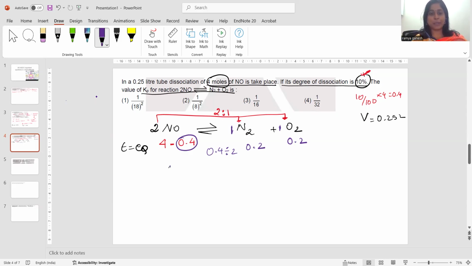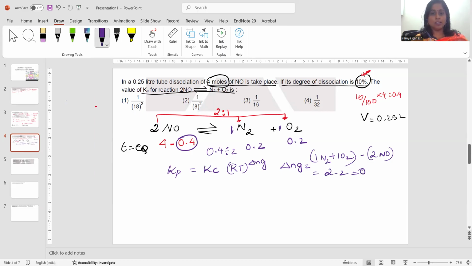So now let's write your Kp. Ma'am, what do I know about Kp? There is nothing given regarding the partial pressures and all, but we know an equation: Kp is equal to Kc (RT) power delta Ng. What is delta Ng? Number of moles of gaseous products minus the number of moles of reactants. How much do I have? 1 mole of nitrogen plus 1 mole of oxygen minus 2 moles of nitric oxide, which is 2 minus 2, which is 0. So Kc into (RT) power 0, and anything power 0 is 1. Therefore, Kp is Kc itself. So if you can calculate Kc here, can't we find out Kp?